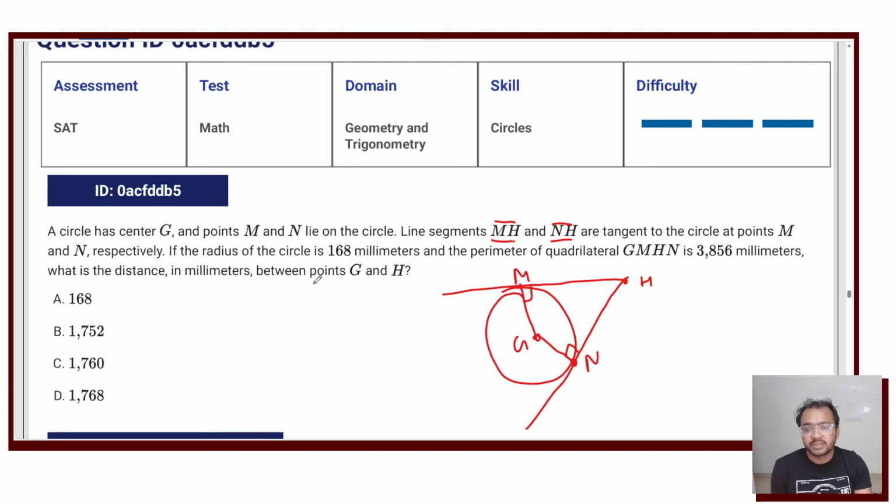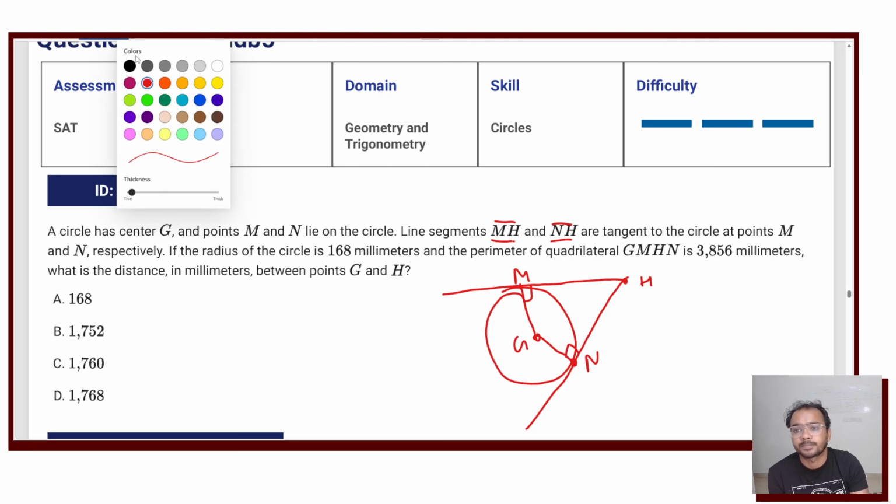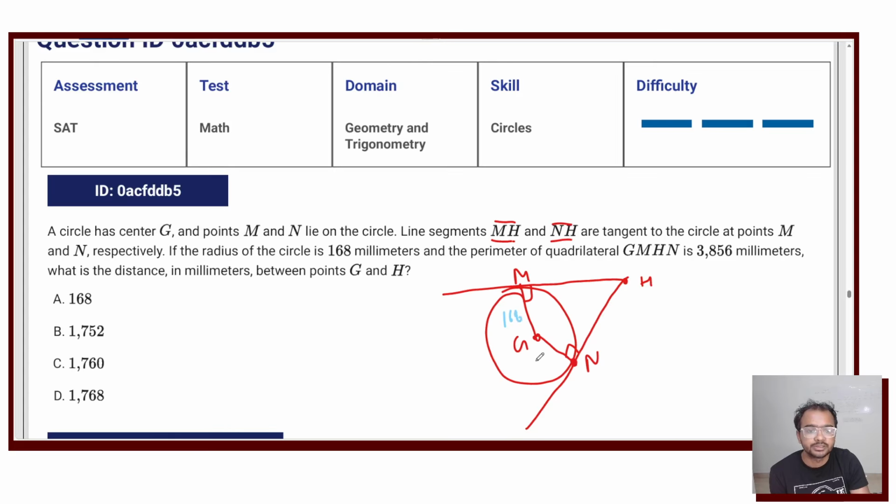Now what are we given? That the radius of the circle is 168. Okay, so this length here is going to be 168. This will also be 168. If you join G to H, you can see this GMH will be a right triangle where GH is the hypotenuse. Opposite to 90, you will be finding the hypotenuse.